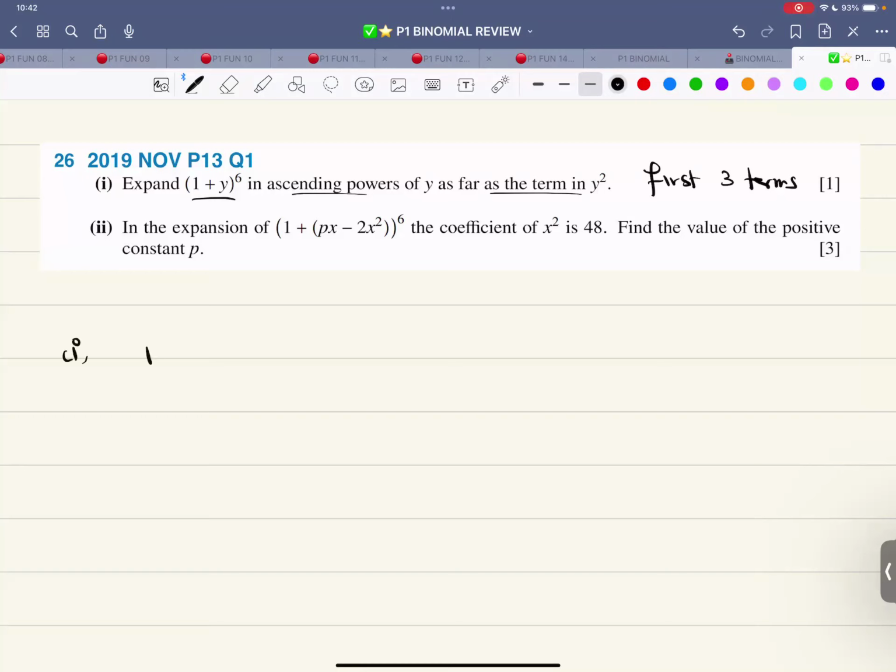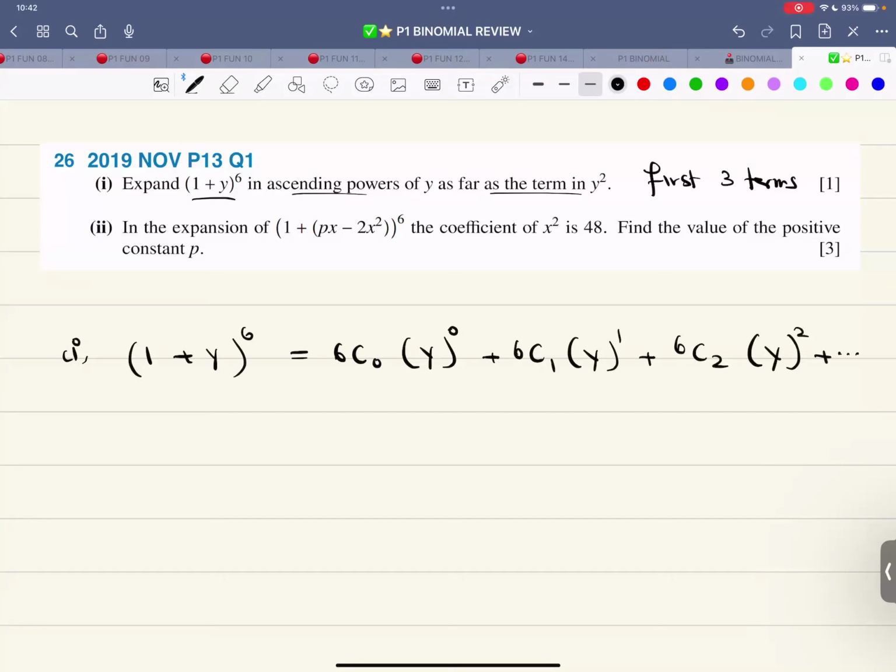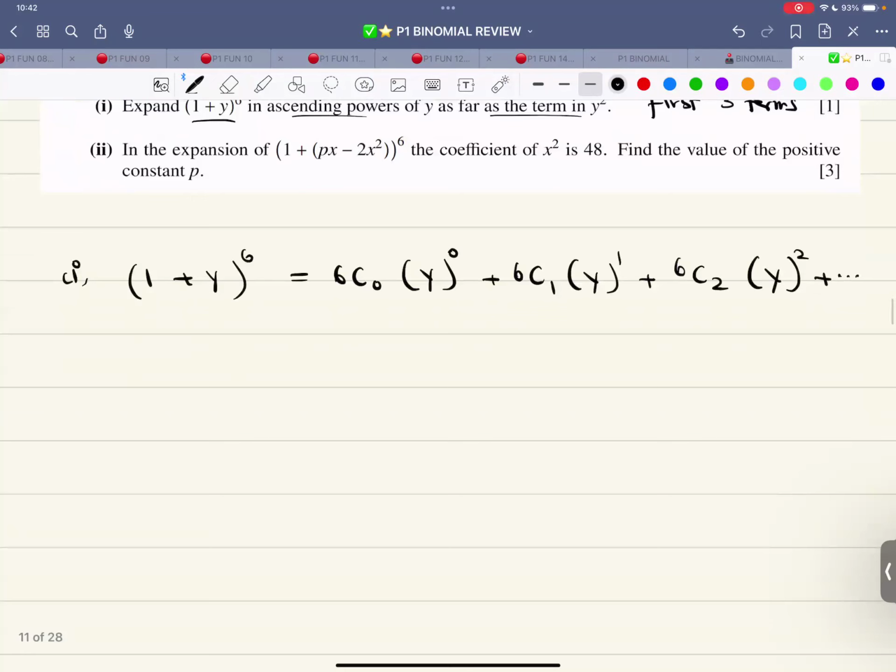So (1 + y)^6, that is 6c0 y raised to power of 0, 6c1 y raised to power of 1, 6c2 y raised to power of 2, and so on. The first one is 1. The next one is 6y. 6c2, that is 15. This is 15y squared.